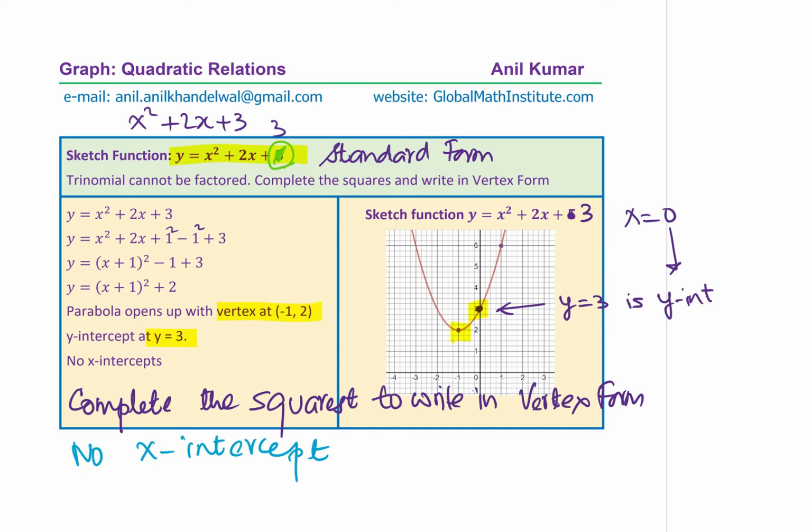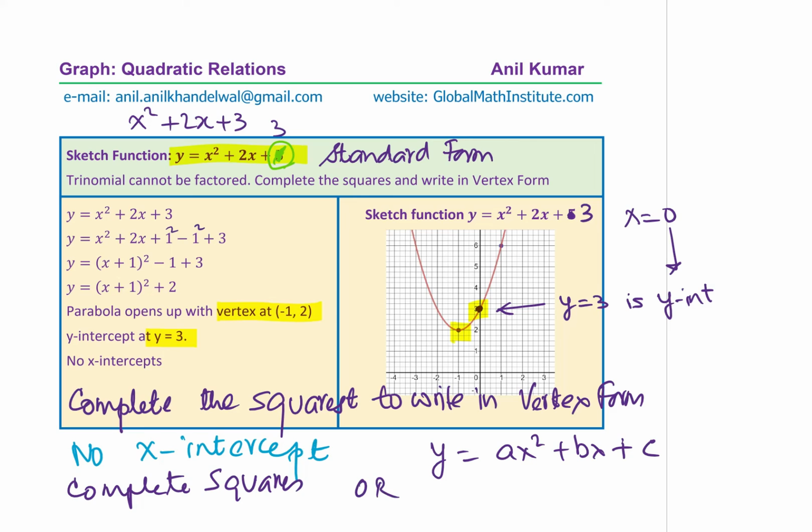Now in the standard equation, let me share with you, if I have y equals ax squared plus bx plus c, what we are trying to do is first find the y-intercept, and then we have an option. To find the vertex, we could either go for this particular process, which is called completing the square, or there's another thing, which we call partial factoring. I'll share with you the technique of partial factoring soon.